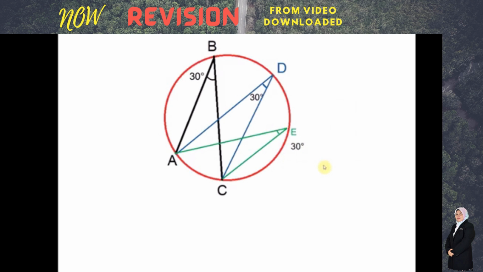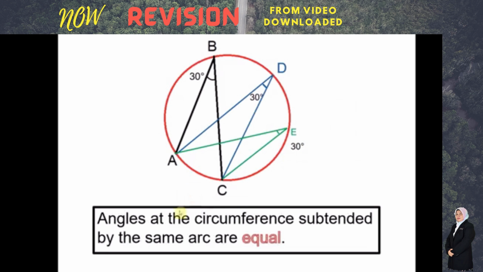So what conclusion can we get from here? Angles at the circumference subtended by the same arc are equal. So these three angles are subtended by the same arc, which is arc AC. Any angles you form subtended by the same arc AC will have the same values. They are equal. This is the first property, and it is very important that you need to know. So we try to look at the examples. How can we use these properties?